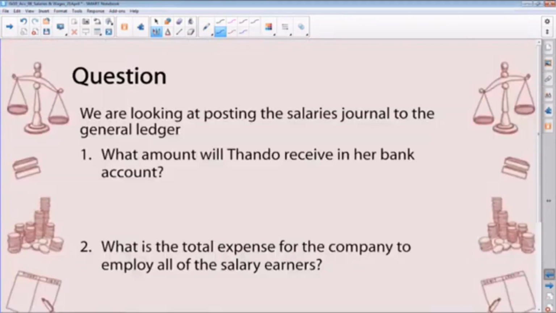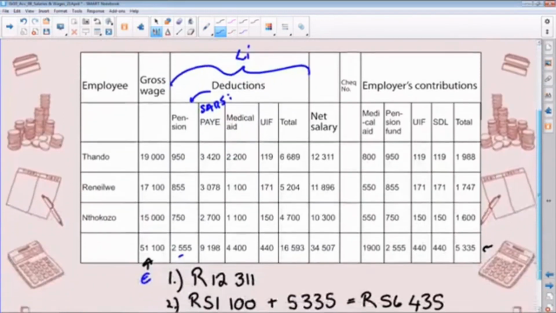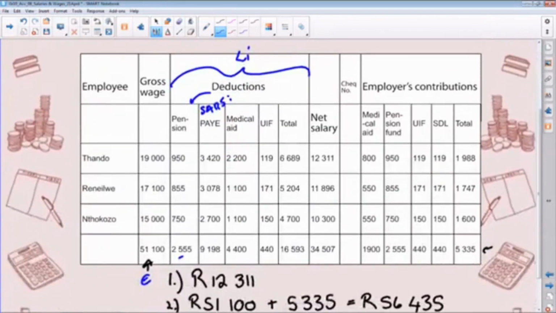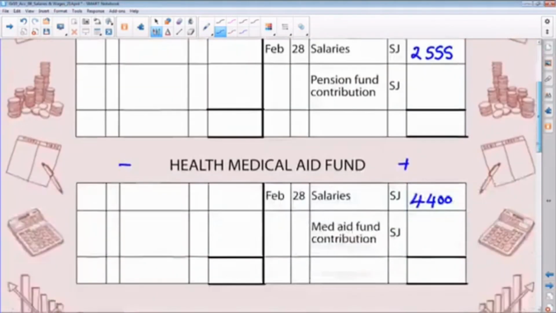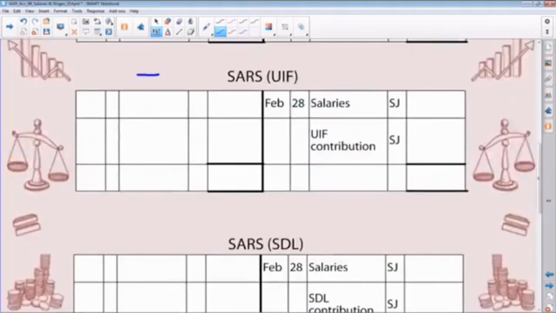Next column, a very easy one as well, your UIF. Now your UIF is 440, and also we will use the T account name SARS UIF. So let's go and create a SARS UIF T account. You will see it's there, and we will also create this to show it's a liability. Remember, we owe this money to SARS for the UIF deduction. And now we've completed all the deductions. So grade 10s, make a note, gross salary, that's the expense. All the deductions will be liabilities.